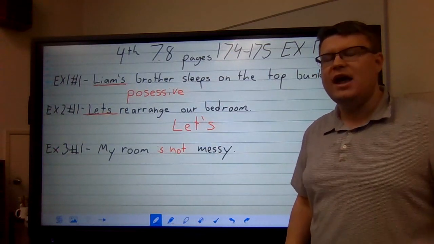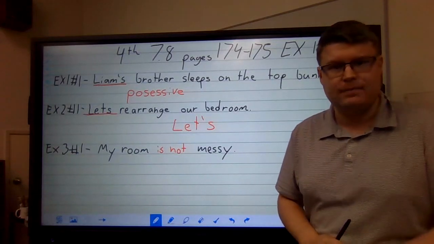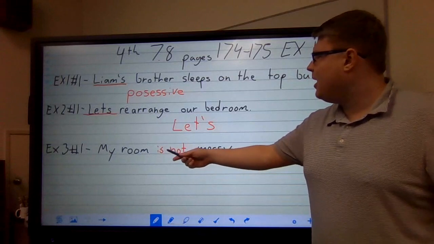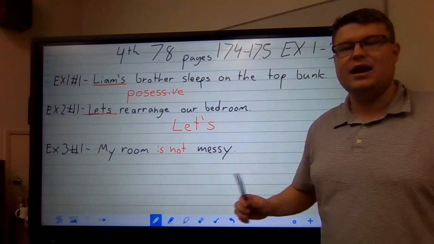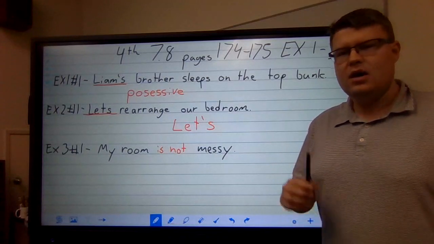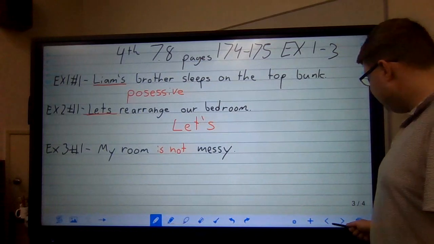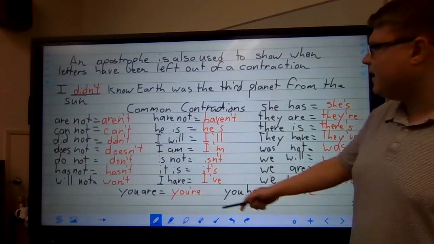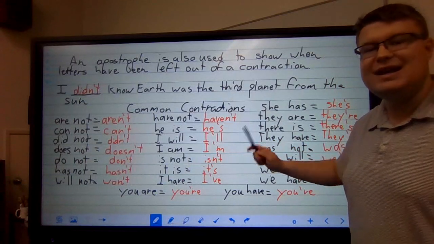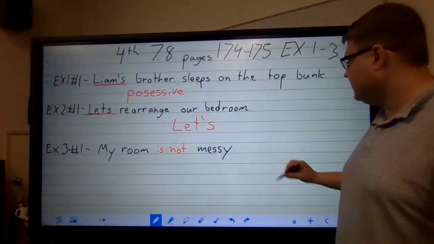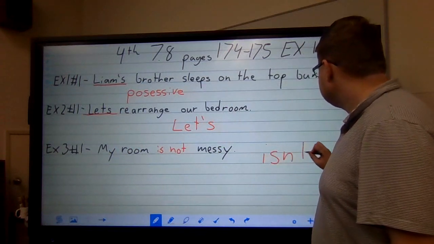For exercise 3, they have italicized 2 words that they want you to turn into a contraction. Here we have, my room is not messy. And the words is and not are italicized in your book. So you need to turn is and not into a contraction. If you look back to our list and find is and not, you will see the contraction is isn't. So for exercise 3, you will write isn't.